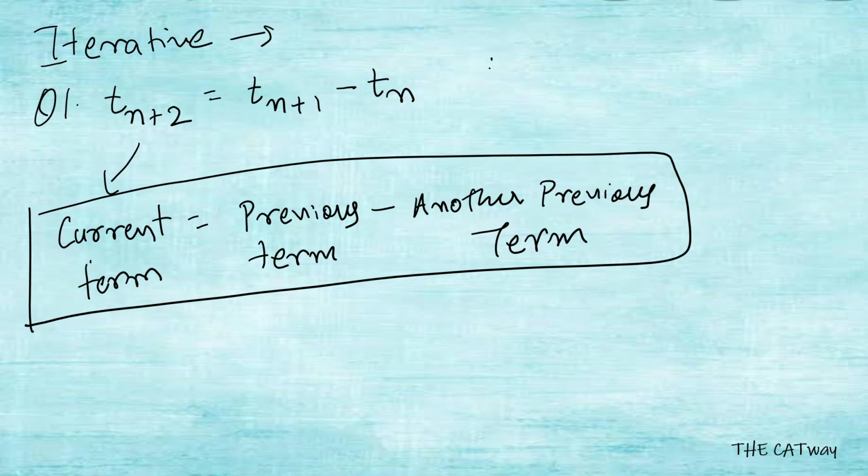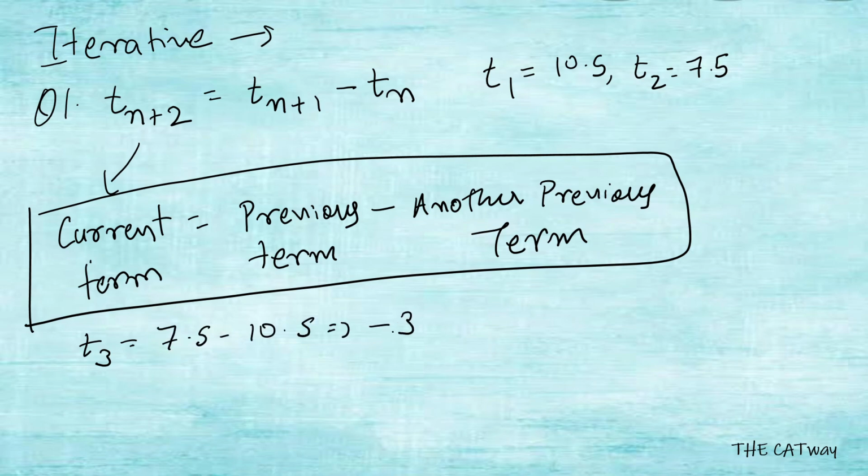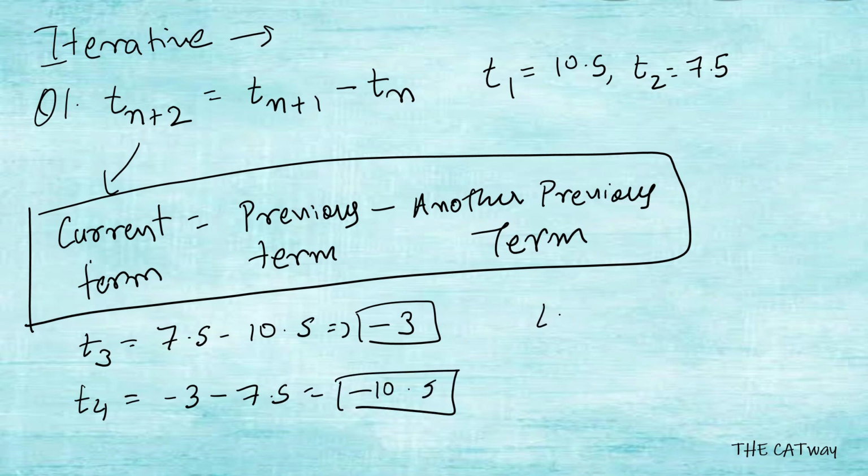What we have been given is t1 is equal to 10.5 and t2 is equal to 7.5. Now we will try to find out term 3. Term 3 will be term 2 minus term 1, that is 7.5 minus 10.5. What do we have? We have minus 3 as term 3. Then term 4 will be term 3 minus term 2, that is minus 3 minus 7.5, and we have minus 10.5.